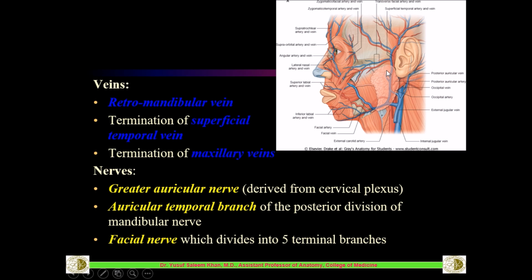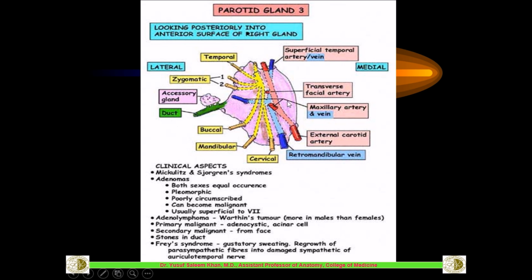So we have the arteries, then the veins and the nerves which pass through this gland. This is the simplification of the same thing. Here the facial nerve has been shown with its multiple branches, and here you can see the external carotid artery dividing into the maxillary artery as well as the superficial temporal artery. Here you can see the superficial temporal vein and the maxillary vein joined together to form the retromandibular vein here.